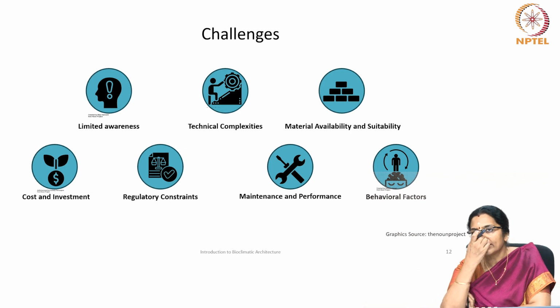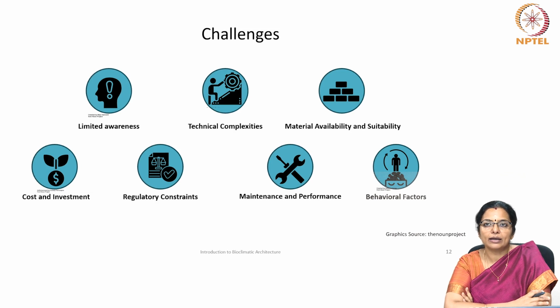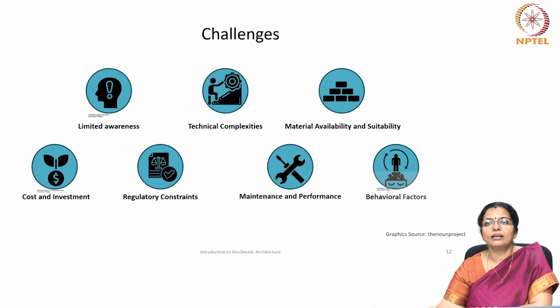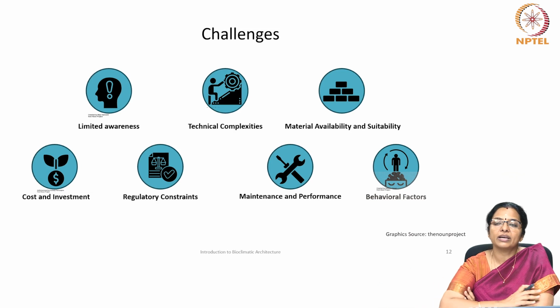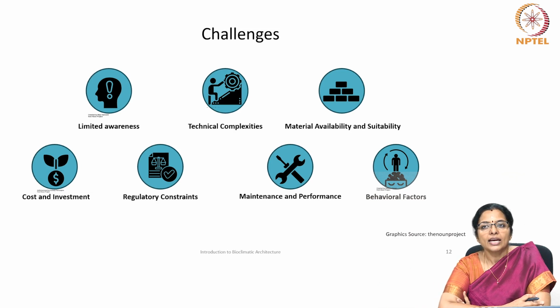Sixth is material availability and suitability. Availability of sustainable and eco-friendly building materials that align with bioclimatic principles can be limited in some markets. Finding suitable materials that meet both performance and environmental criteria can be a challenge. Seventh is behavioral factors. The success of bioclimatic design also depends on user behavior and occupant engagement. Inefficient use of building systems or disregard for passive design features can undermine the effectiveness of bioclimatic strategies.